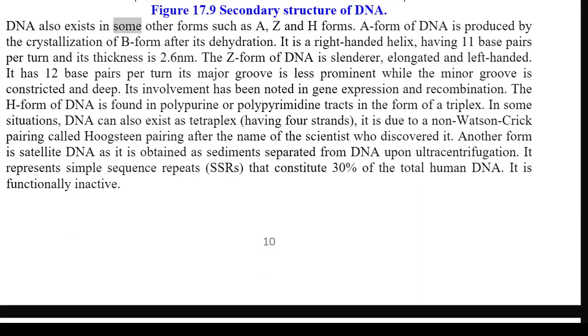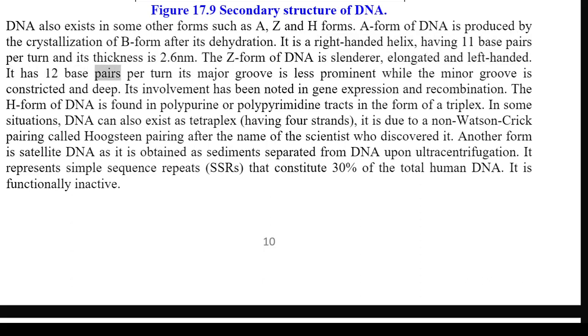DNA also exists in some other forms such as A, Z and H forms. A form of DNA is produced by the crystallization of B form after its dehydration. It is a right-handed helix, having 11 base pairs per turn and its thickness is 2.6 nanometers. The Z form of DNA is slenderer, elongated and left-handed.